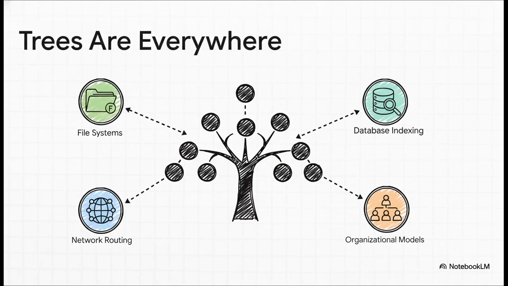And believe me, this isn't just some abstract theory. It is the invisible architecture holding up so much of what we do. The file system on your computer? That's a tree. A company's org chart? Yep, that's a tree too. They're used in databases to find information at lightning speed, and they even help route internet traffic so you can watch this right now. They are literally everywhere.